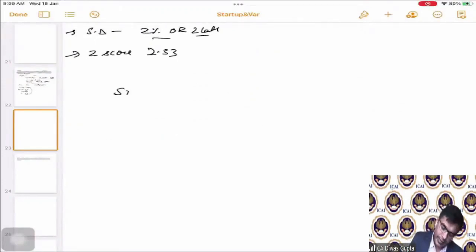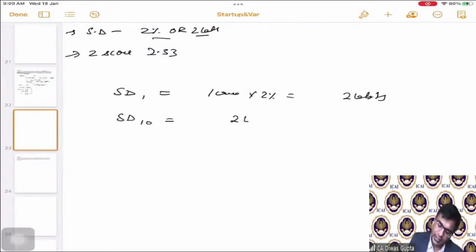So SD for 1 day is equal to 1 crore multiplied by 2%. Simple. It comes as 2 lakhs, correct? That is what we have already calculated. SD for 10 days will be 2 lakhs under root 10. Correct? SD for 10 days will be SD for 1 day multiplied by under root of T. So it comes as 6.32 lakhs.